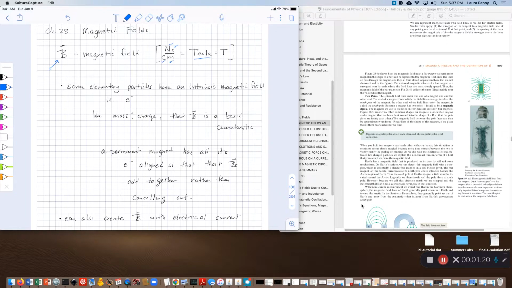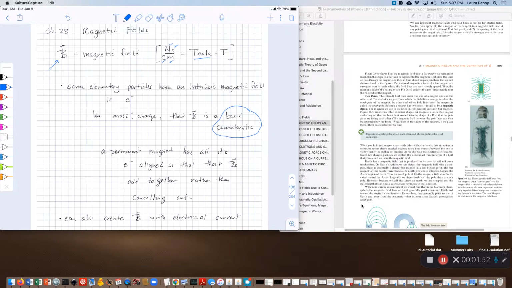So magnetic fields can be produced in kind of two different ways. Some elementary particles, specifically like an electron, have an intrinsic magnetic field. This is like a basic characteristic about the electron. Just like it has mass and it has charge, it has a magnetic property, and it produces a magnetic field. So it has an intrinsic little magnetic field. We're all full of electrons.